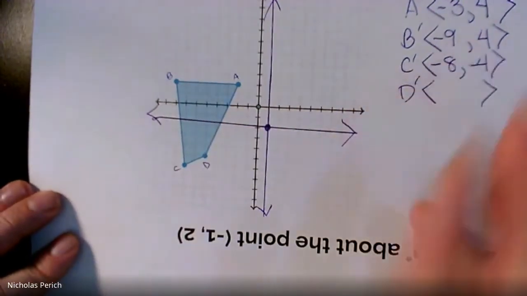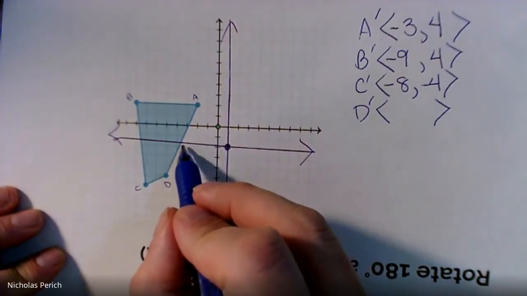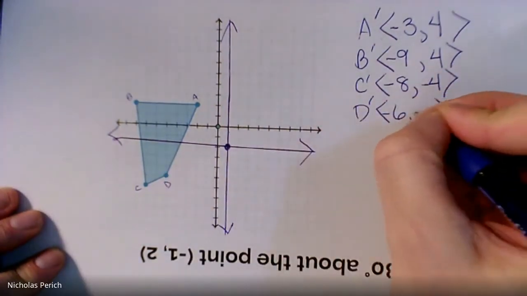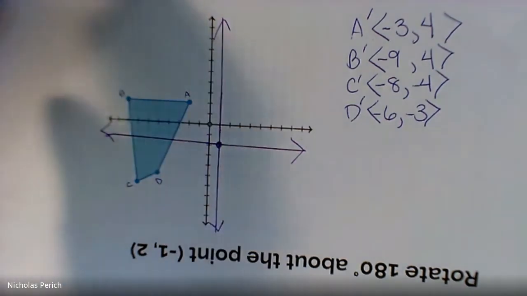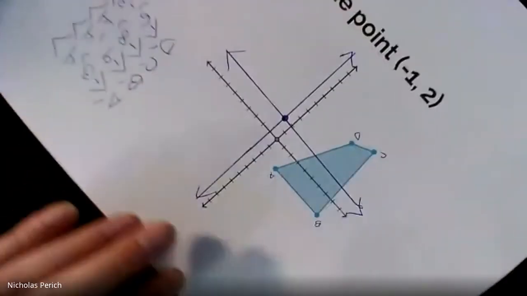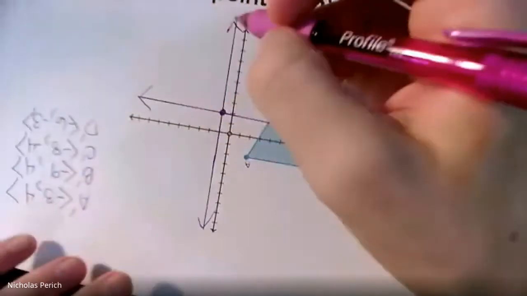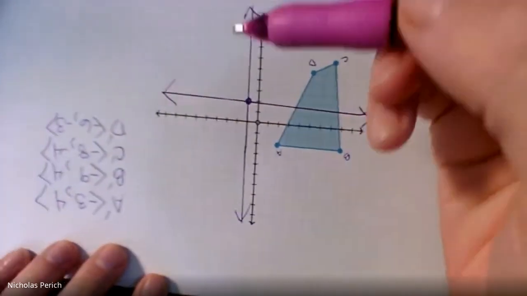The way I get to D prime is I go left 1, 2, 3, 4, 5, 6, down 1, 2, 3. Left 6, down 3. That's not the point negative 6, negative 3. That's the direction left 6, down 3. Now to graph them upside down, I go to my original origin, or I'm sorry, not my original origin, the origin that I created, the new origin.